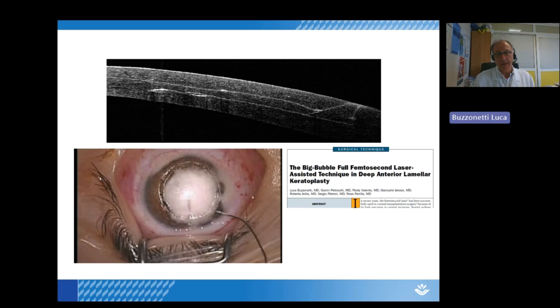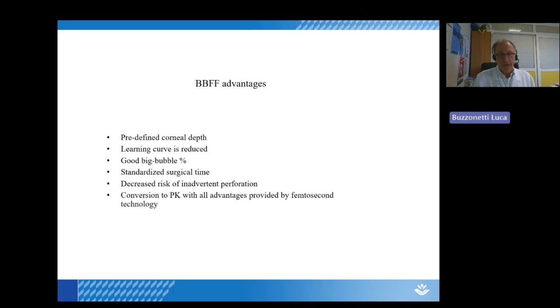The lamella is the upper, the superior line, the channel, the inferior line, and the arcuate incision that connect the surface to the intrastromal channel. The advantages of a femtosecond big bubble technique are many.